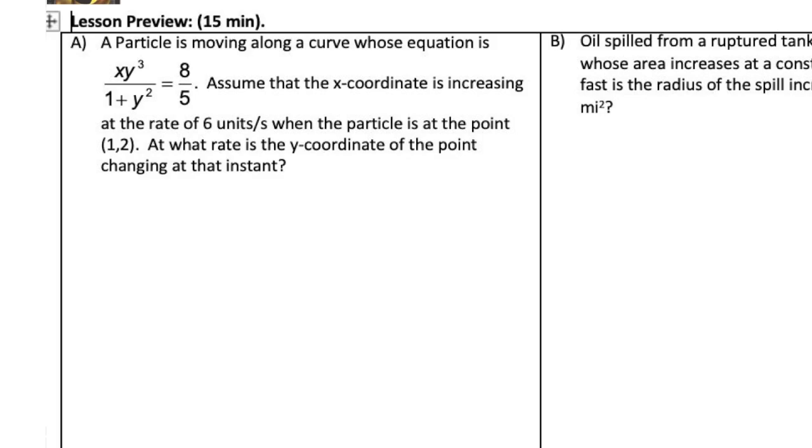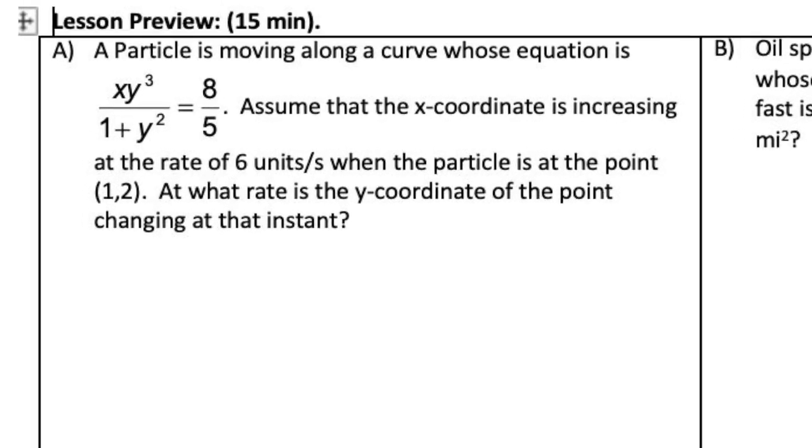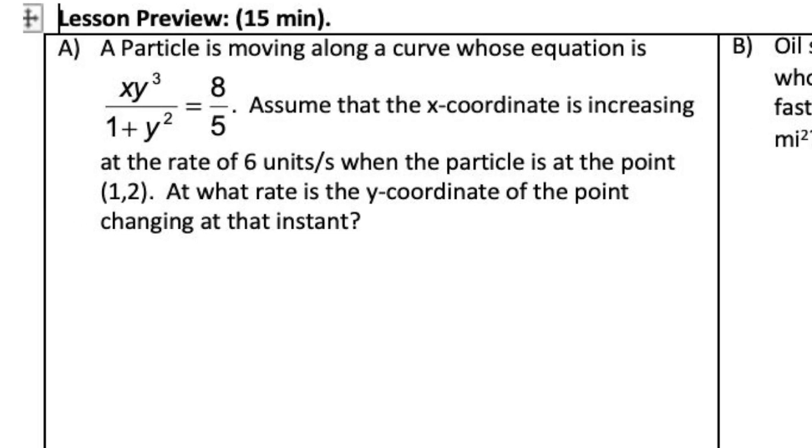For today's lesson preview, you are asked to work with particle movement. Now, because you have been paying awesome attention to what we're doing in this course, you know that you should probably rewrite the problem using some algebra. Perhaps you rewrote the problem as 5x times y to the third equals 8 plus 8y squared before you began. When you do this, you avoid using the quotient rule and just have to worry about a little product rule.